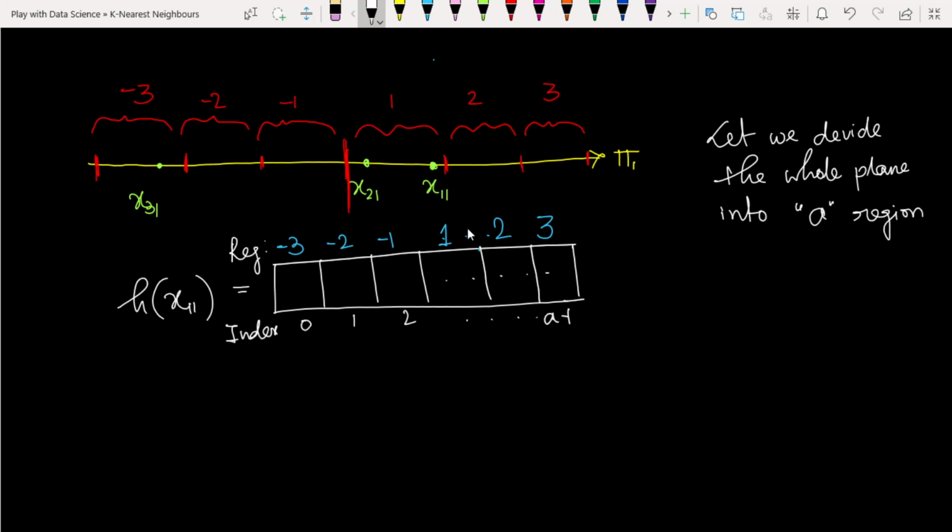Just see this. For the pi1 plane, this value will lie on the first region. So here this value will be 1. It means for our first point, for this pi1 plane, this point will lie on the first region.